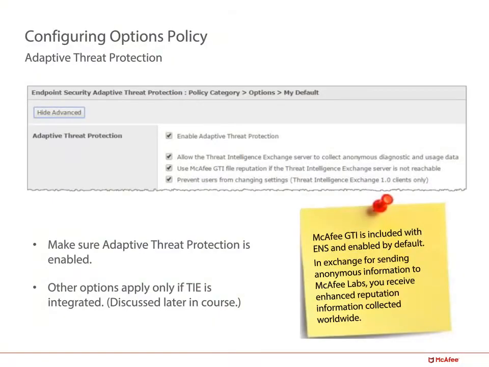Configuring the options policy for the adaptive threat protection. Make sure the adaptive threat protection first is enabled. All the other options apply only if TIE is integrated. The features are: allow the threat intelligence exchange server to collect anonymous diagnostic and usage data, use the McAfee GTI file reputation if the threat intelligence server is not reachable, which is enabled by default and integrates with all of our products, and prevent users from changing settings. That would be where you have the threat intelligence exchange server.